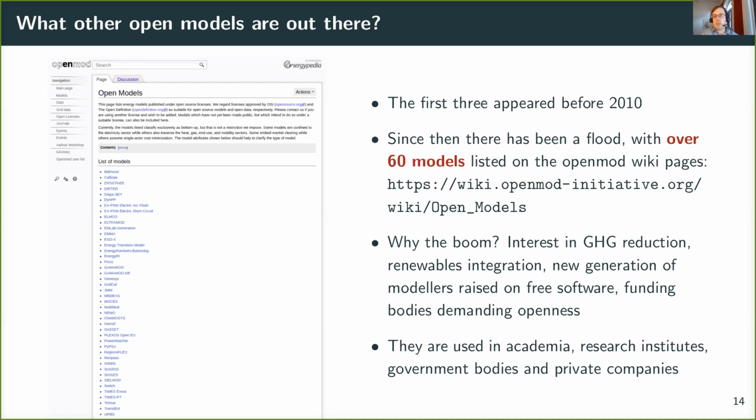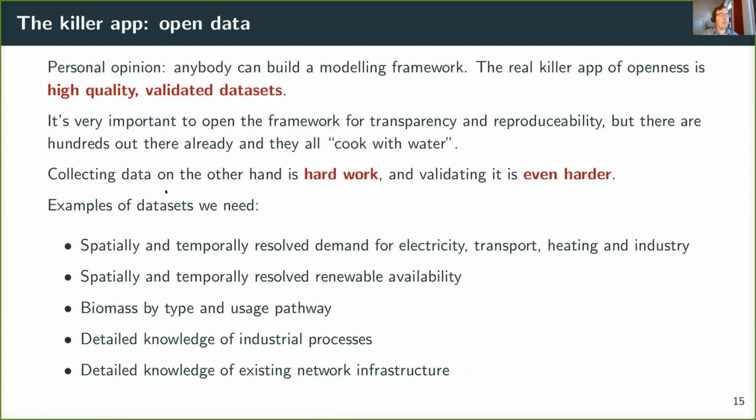And I think that's largely been driven by decarbonization and the complexity needs of renewable integration, and also funding bodies increasingly demanding openness. And as I said, they're used quite widely. These models are typically the frameworks, the math equations that are behind the models. But there's also the data side that makes an instance available for South Africa or India or Europe or whatever. And this is really where the big benefit is for other researchers, and where the challenge is: getting a lot of this data into the model.